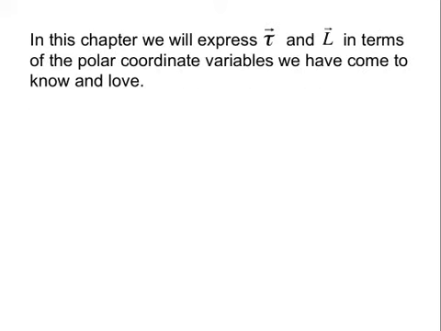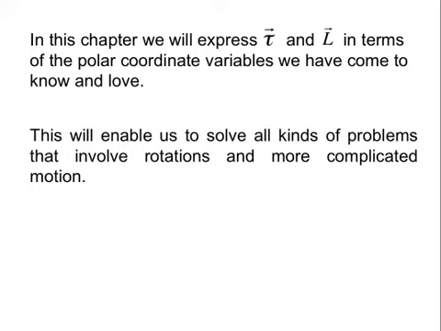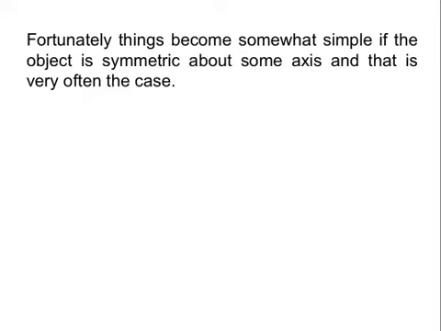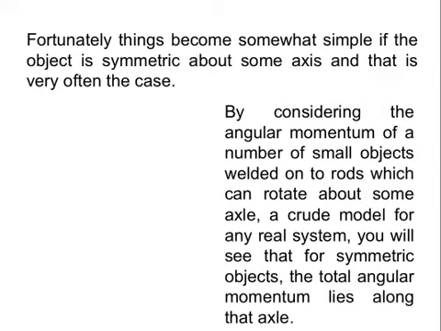In this chapter, we will express the torque and angular momentum in terms of the polar coordinate variables we have come to know and love. This will enable us to solve all kinds of problems that involve rotations and even more complicated motion. We will see that things can get very complicated when the object being considered has an arbitrary shape. Fortunately, things become somewhat simple if the object is symmetric about some axis, and that is very often the case.